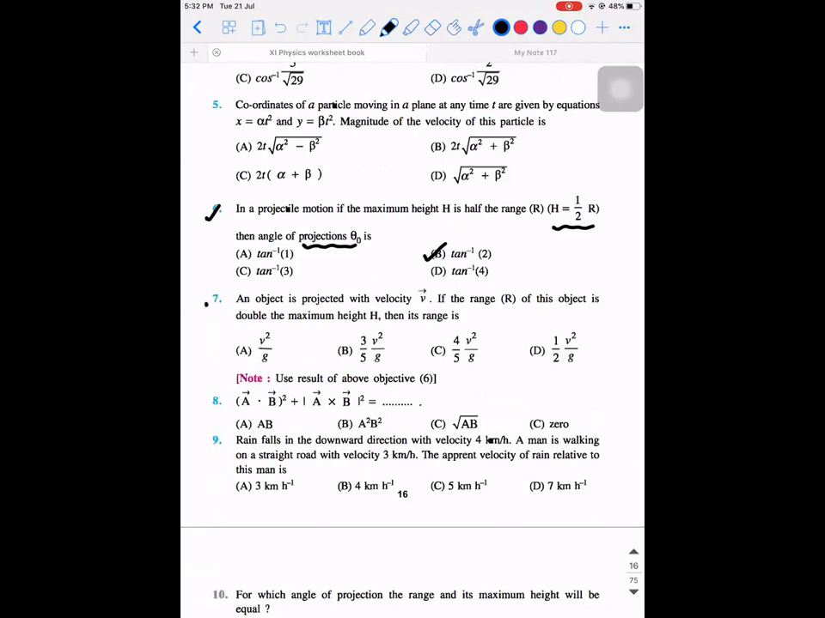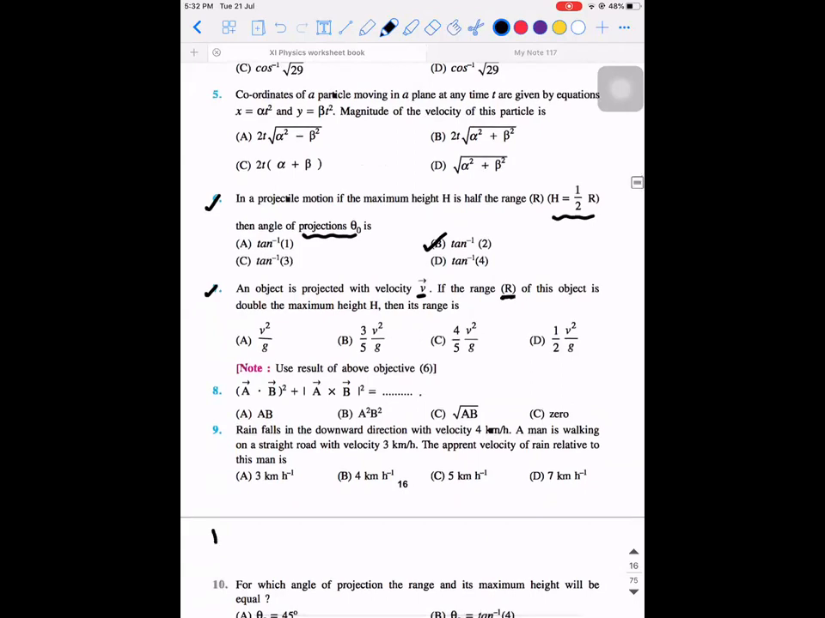Right. Let's do the seventh one. An object is projected with velocity v. If the range r of this object is double the maximum height, so r is equal to 2 times capital H. It is similar to the previous problem. In the previous problem, they have given H is equal to half r. Now they are giving r is equal to 2H. Both are same. An object is projected with a velocity v. If the range r is double the maximum height, then its range is equal to.